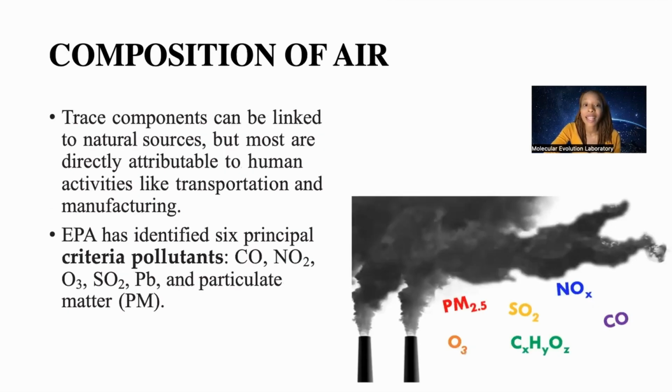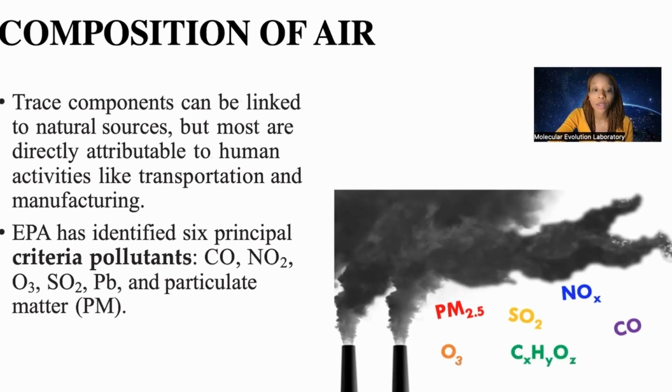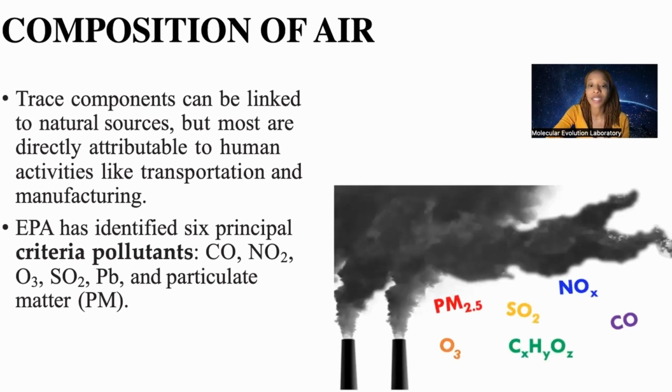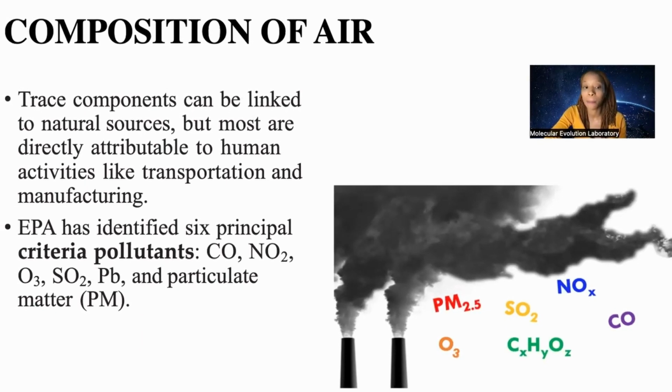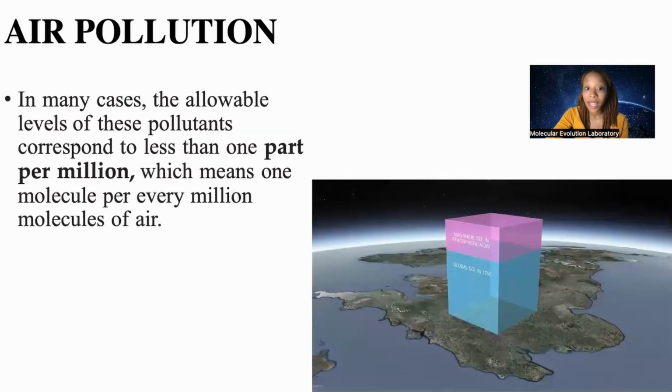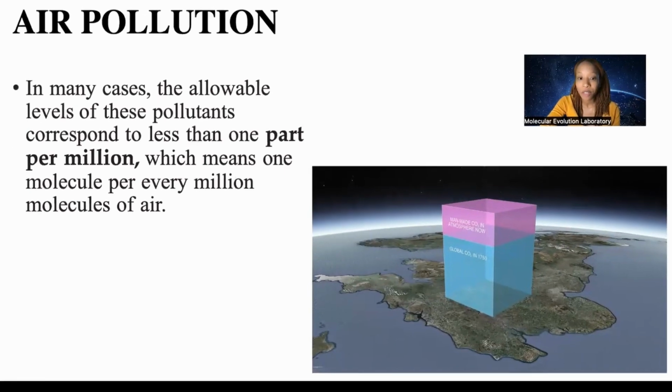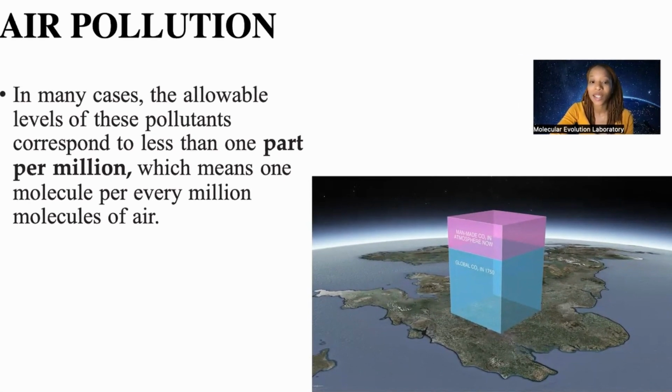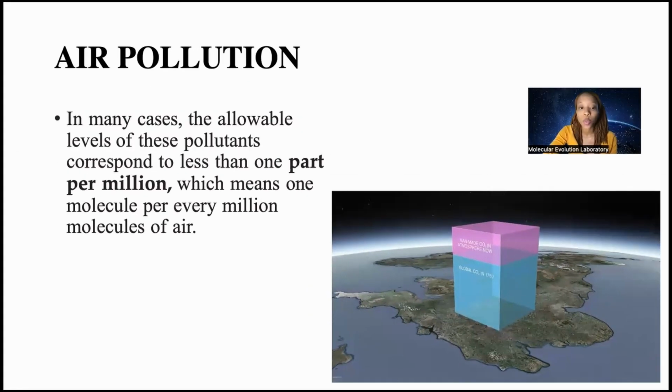Trace compounds can be linked to natural sources, but most are directly attributable to human activities like transportation and manufacturing. The Environmental Protection Agency identified 6 principal criteria pollutants: carbon monoxide, nitrogen dioxide, trioxygen or ozone, sulfur dioxide, lead, and particulate matter. In many cases, the allowable level of these pollutants corresponds to less than 1 part per million, which means 1 molecule per every million molecules of air.